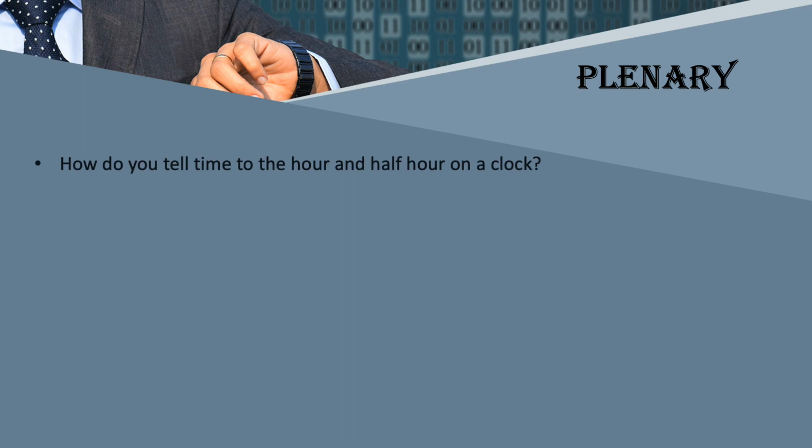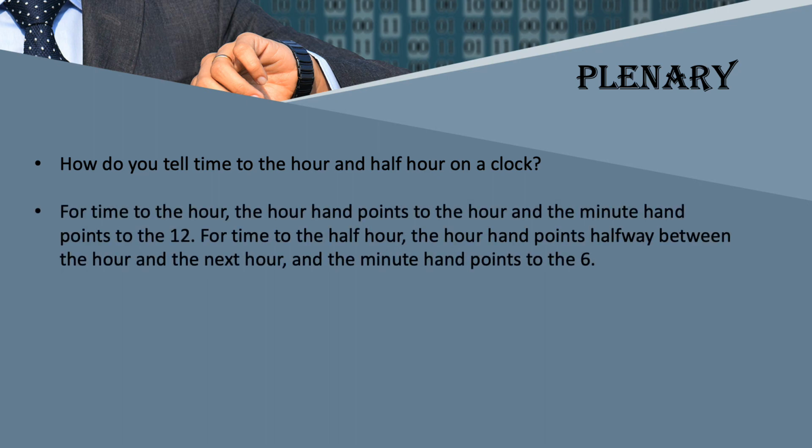So finally, plenary. How do you tell time to the hour and half hour on a clock? For time to the hour, the hour hand points to the hour and the minute hand points to the 12. For time to the half hour, the hour hand points halfway between the hour and the next hour and the minute hand points to the 6. If you remember this, you've mastered the whole lesson.